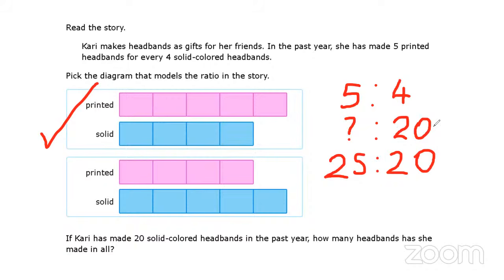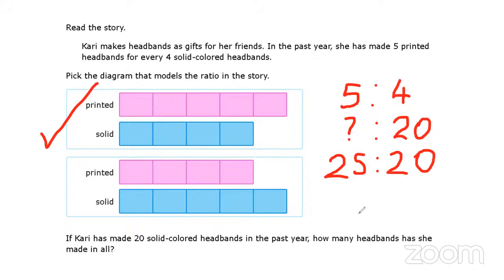In order to figure that out, we have to see how many equal groups of 4 we can get from 20. So 20 divided by 4 is 5. The 5 that we get, she has 5 sets of 4. We need to multiply that 5 by the 5 printed headbands she has. So she makes, based on this relationship, 25 printed headbands. So for every 25 printed headbands she makes, she would have made 20 solid as well.